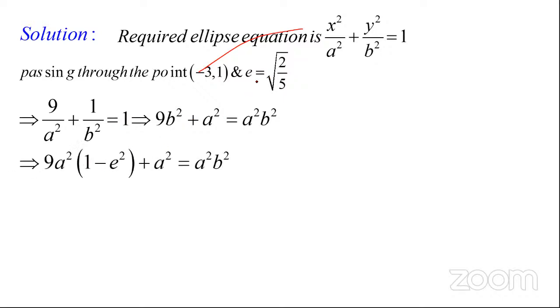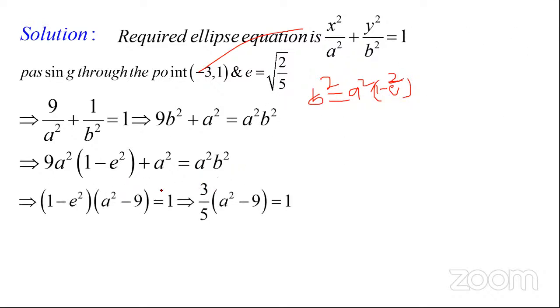So we have the formula for eccentricity. We can write b square equal to a square times (1 minus e square). So we use this b square value. Then write that one, and you will get a square from both of these, which gets cancelled. So you will get 1 minus e square times (a square minus 1)... this is a square minus 9. That is equal to 1. Simplify this one and take 1 minus e square common, then you will get a square minus 9 equal to 1.